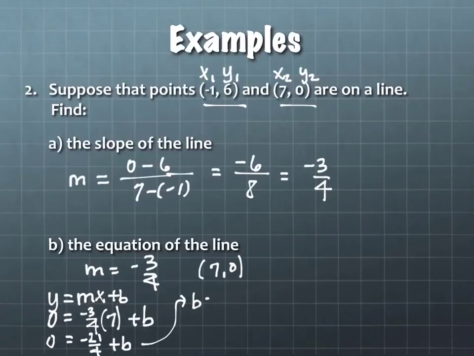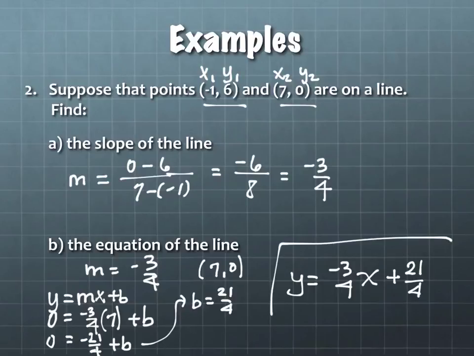So what will b equal? 21 over 4. So then my equation, y equals my slope, -3/4, times the value of x plus the b value we just got, which is 21/4. Any questions on that one?